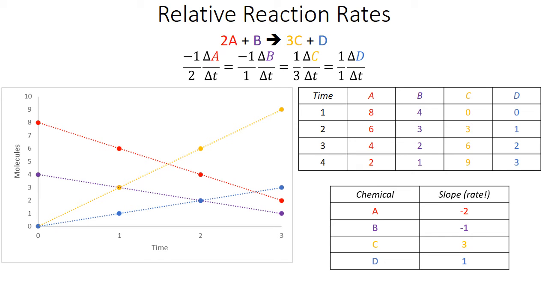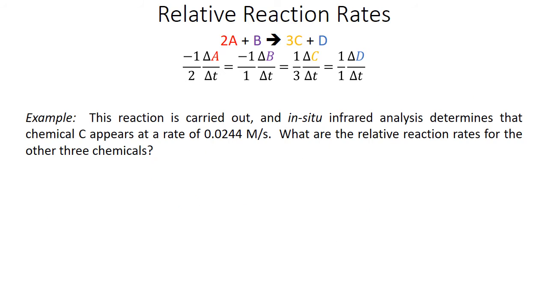Let's take a look at how we use these mathematically. This reaction is carried out, and in situ infrared analysis determines that chemical C appears at a rate of 0.0244 molarity per second. What are the relative reaction rates for the other 3 chemicals? We're going to start with A, which I'll go through step by step, and then I'll just put up the calculations for B and D. You can pause the video now if you want to give it a try on your own.